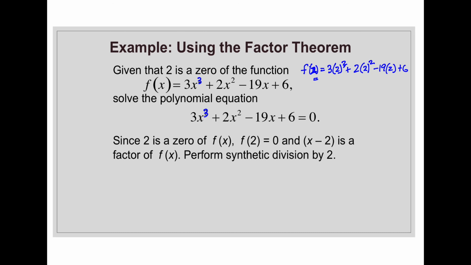2 cubed is 8. 8 times 3 is 24. So we have 24 plus 2 times 2 is 4. 4 times 2 is 8. So that's 24 plus 8. 19 times 2 is 38. And then we have plus 6. All right, well, 24 plus 8 is 32. 32 minus 38 is negative 6. And negative 6 plus 6 is 0. So we just showed what they gave to us there was actually true.